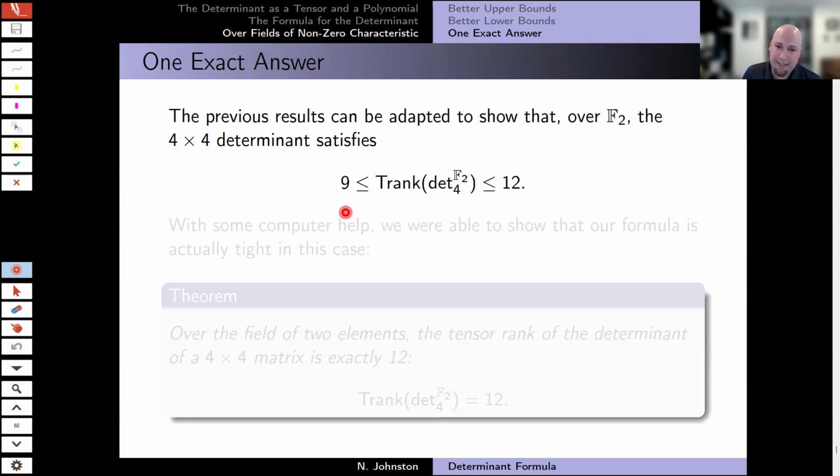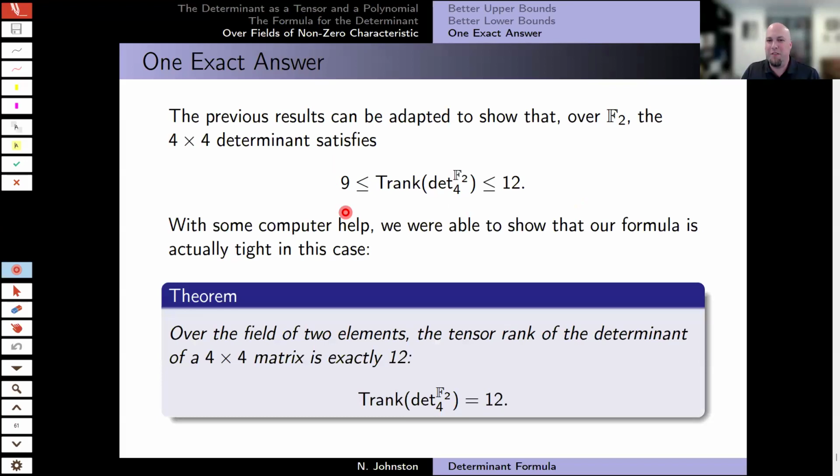And it turns out this field is small enough that we can do some exhaustive computer searches to help us find tensor rank decompositions, and the tensor rank actually is 12 in this case. So, mild evidence maybe that the upper bounds are closer to being right than the lower bounds or something like that. So we've got these new formulas for the determinant that give us the upper bounds, and I like to believe they're pretty good in general, because at least they're pretty good in this case.